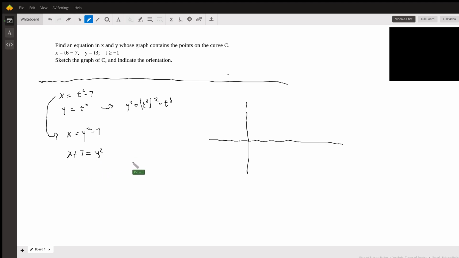So, for example, when x is 0, you can see that y squared is equal to 7, which means y is equal to plus or minus square root of 7. So we'll put square root of 7 up here, square root of 7 down here, negative square root of 7. So those are the y-intercepts, and the x-intercept is when y is 0. When y is 0, you get x plus 7 equals 0, so x would be negative 7. And here it is out here.